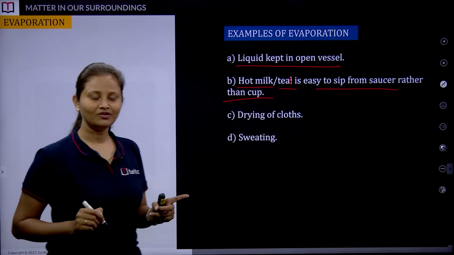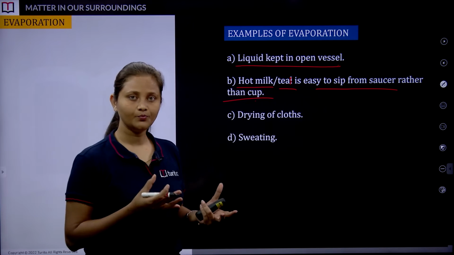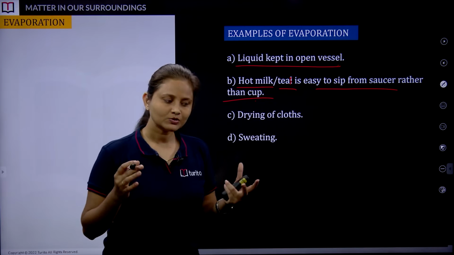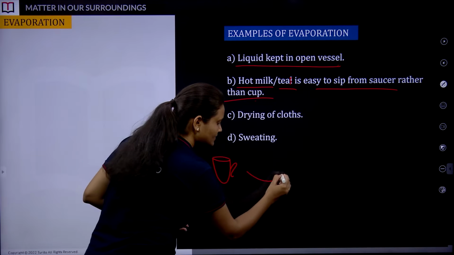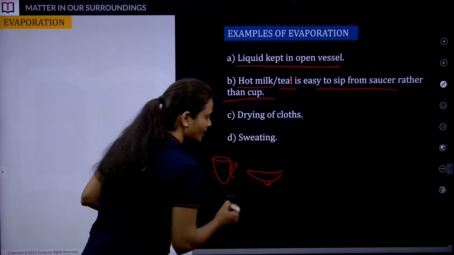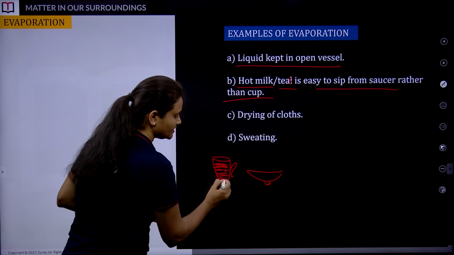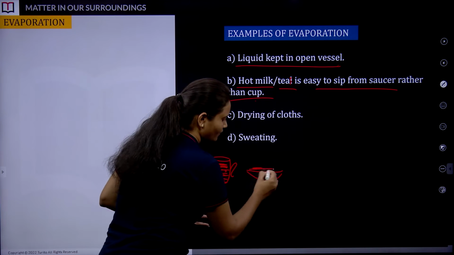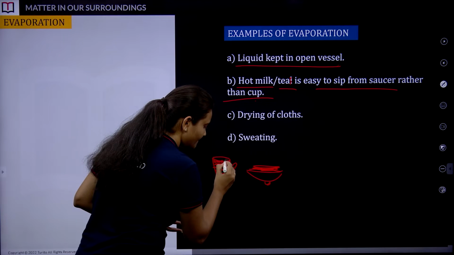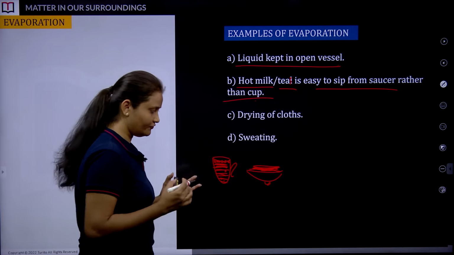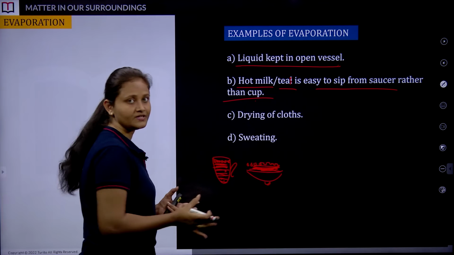So next is the hot milk tea is easy to sip from saucer rather than cup. Okay, I am sure, have you all tried this? Instead of drinking tea from cup, if you are going to pour this tea on the saucer. So students, what happens if you see the shape of the cup? Okay, suppose this is a cup, and we are having saucer something like this, right? The area which this liquid gets here is lesser than the area which it gets on the saucer. Definitely consider these are some surface molecules of tea, and these are some surface molecules of tea on the saucer.